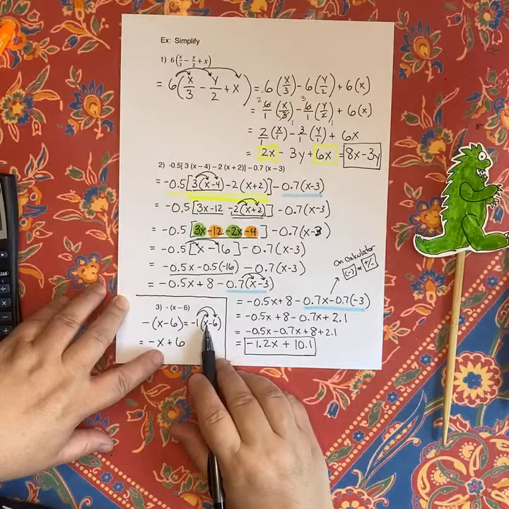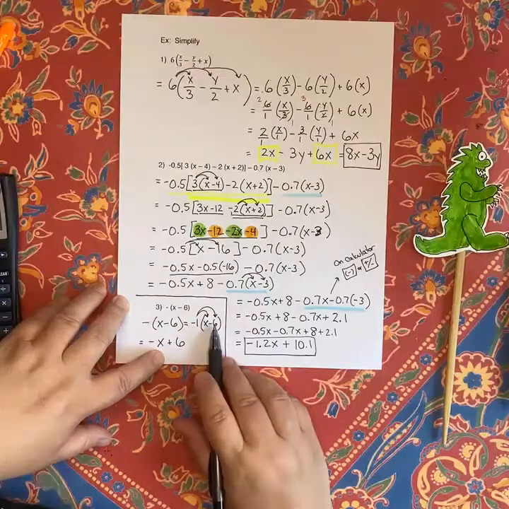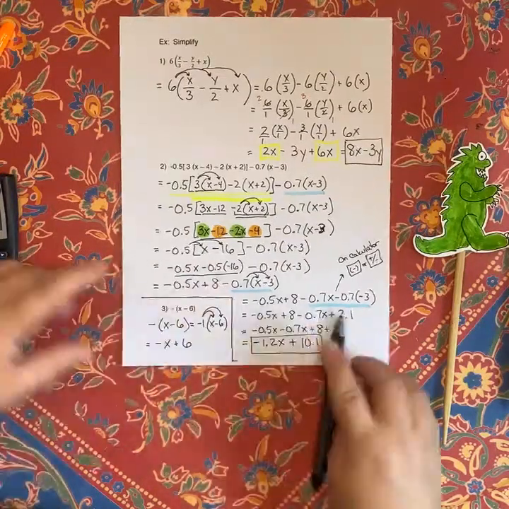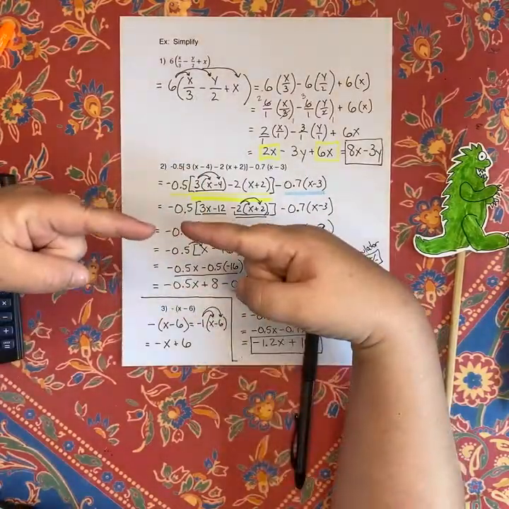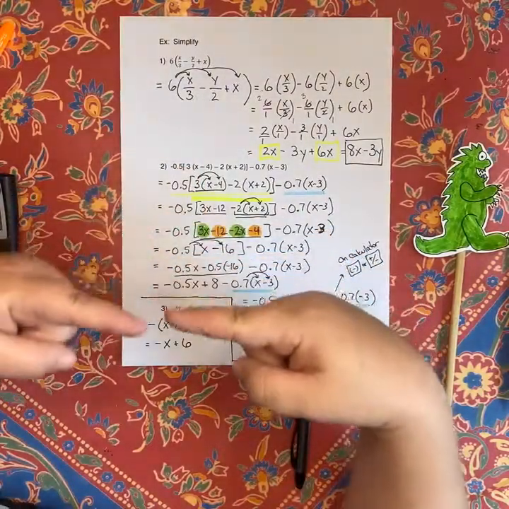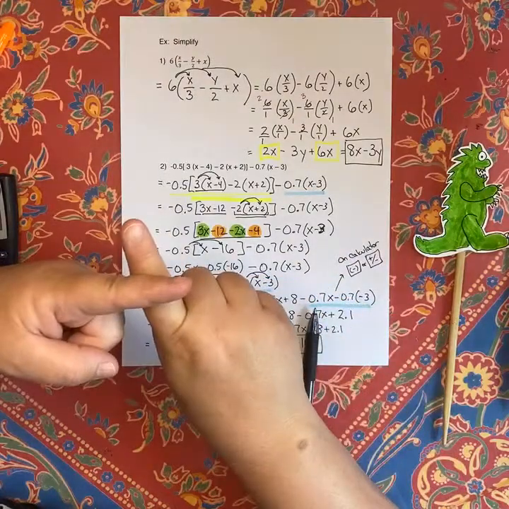-1 times x is the opposite of x. -1 times -6 is +6. The two minuses, two goths together, two emo kids, two baby bats are so happy.